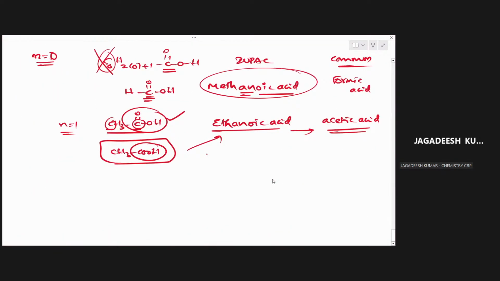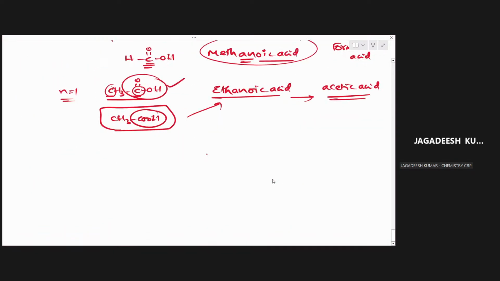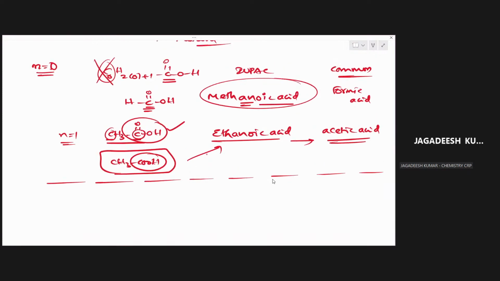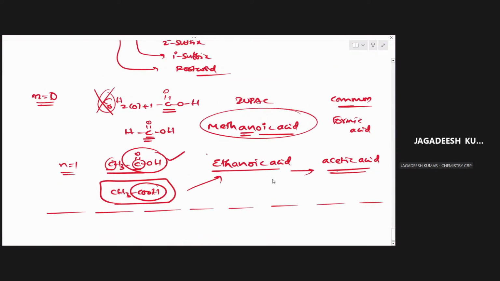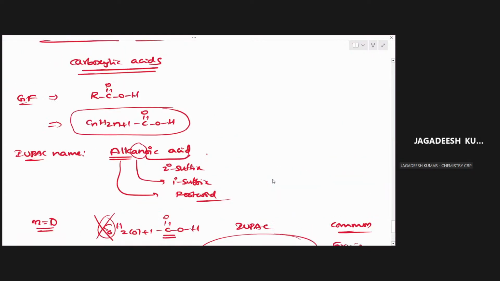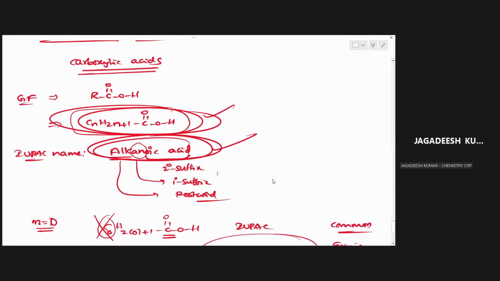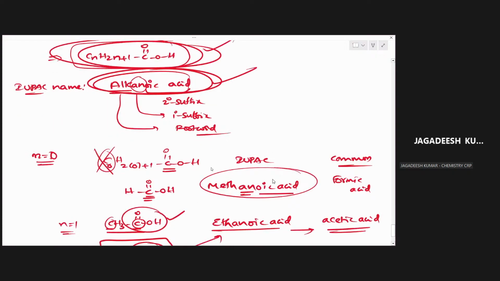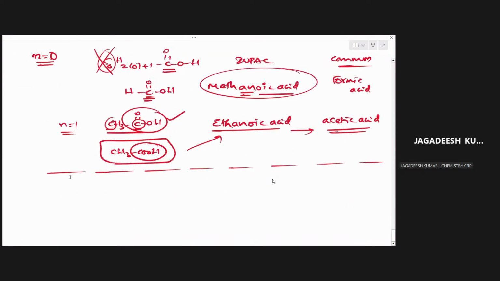So this is about how to write names for acids, carboxylic acids. For carboxylic acids, mainly you have to remember the general formula and the IUPAC name. These two are important. This is the general formula and this is the IUPAC name. These are the major things, not only in this functional group. For any functional group, you have to remember the general formula and IUPAC name of that compound.